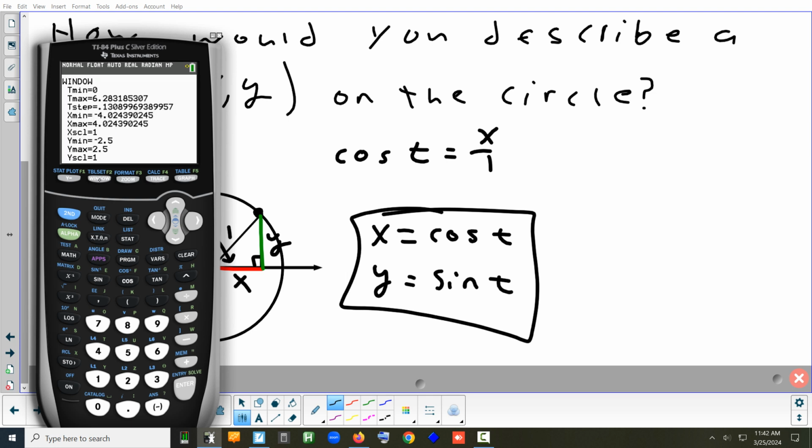Now, you have to know what your T max and T min should be. In order to get a full circle, what do you have to start at for T min and end at for T max? Same place. You have to start and end at the same place, radian-wise. And how many radians do you have to go through to get a full circle? 2 pi. If you set your window from like 0 to 3, well, 2 pi is 6.28. You don't get a whole circle. So to get a full circle, when you're doing a parametric graph with sine or cosine, you've got to go to 2 pi.